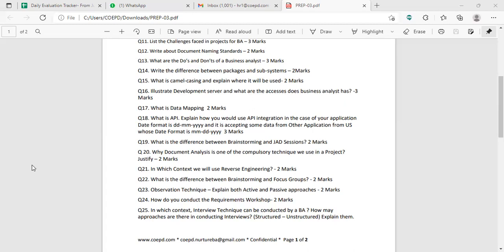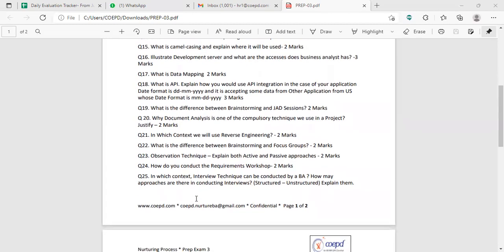The 24th is how do we conduct a requirements workshop. What do you mean by a requirements workshop? We are trying to have a workshop. How do we conduct that workshop? What kind of elements must I put in the workshop? Who could be the participants in the workshop? When should I use a workshop? That kind of answers you can give for this question.